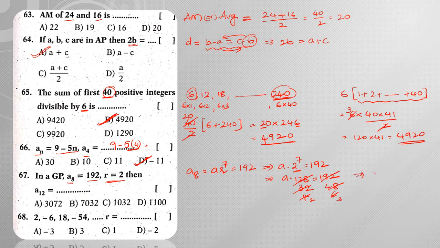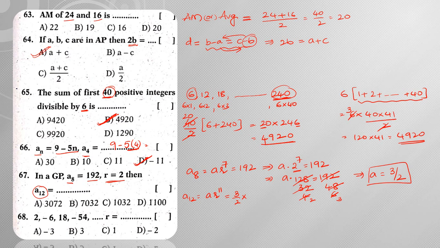So from this what I can say, the value of a is 3 by 2. Now what is he asking? A12. So A12 I can write as a into r power 11. Now what is the value of a? a is nothing but 3 by 2 into r power 11.